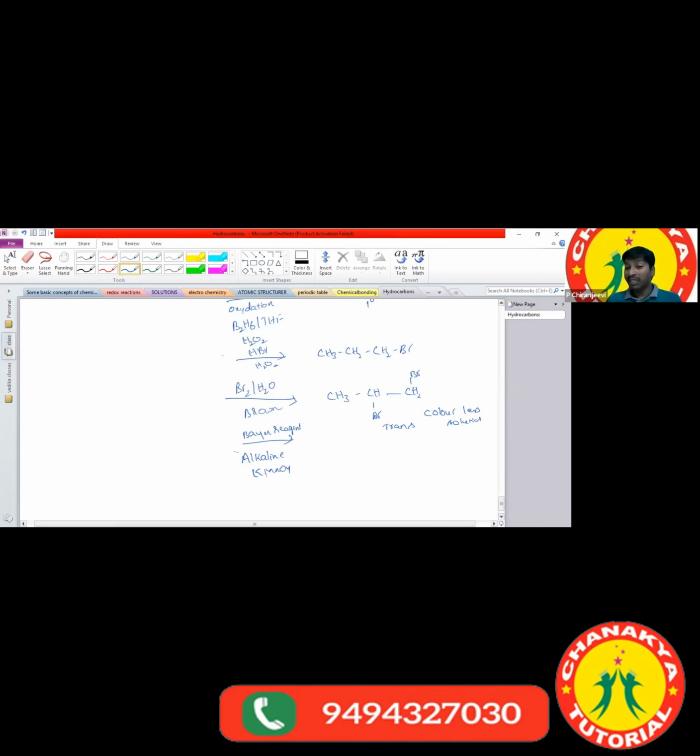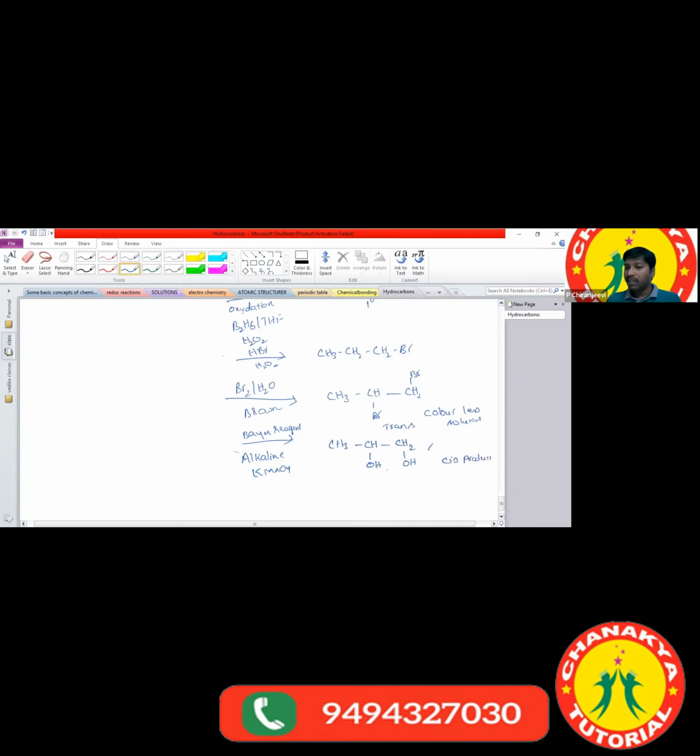Alkaline KMnO4 is purple in color. If you take some organic compound in a test tube and add 2 to 3 drops of the alkaline solution, Bayer's reagent, it decolorizes. Wherever it is decolorized, it is converted into the diol. By breaking the pi bond of the double bond, it forms 2 new sigma bonds, giving a 1,2-diol. This is called a cis product.